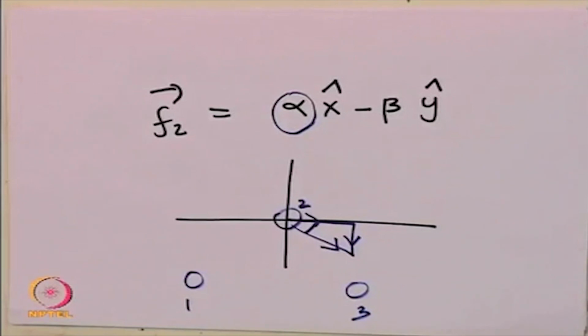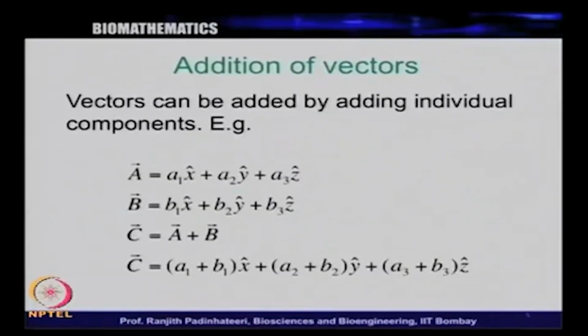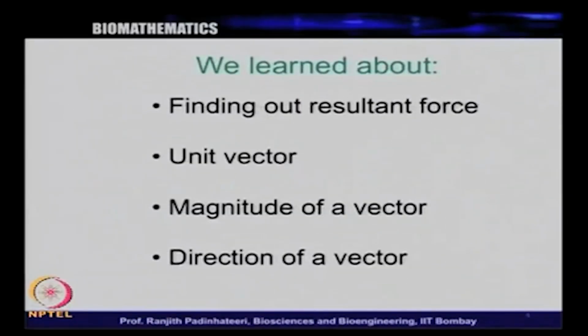Now, we will discuss a few more things. To sum up, while learning all this, we learned many concepts: finding the resultant force, the idea of a unit vector, how we find the magnitude of a vector, and how we find the direction of a vector. So, all these things we learned. We also briefly discussed addition of vectors, how we can add two vectors.